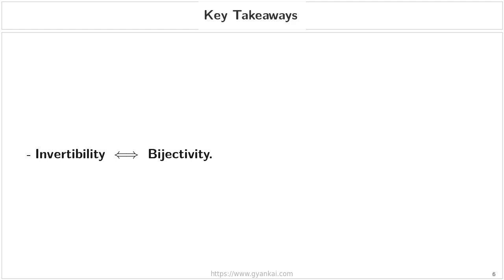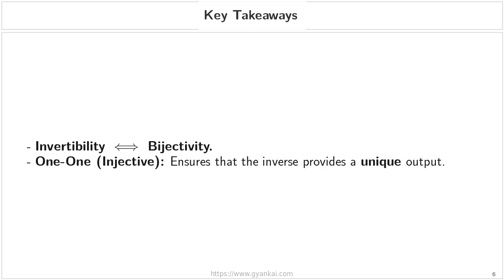First, the most critical point to remember is that invertibility is equivalent to bijectivity. In other words, a function is invertible if and only if it is bijective. To understand why, let's recap the two components. The 1-1, or injective, condition is what ensures that the inverse function provides a unique output. As we discussed earlier, if a function weren't 1-1, the inverse would be ambiguous because it wouldn't know which original input to return to.